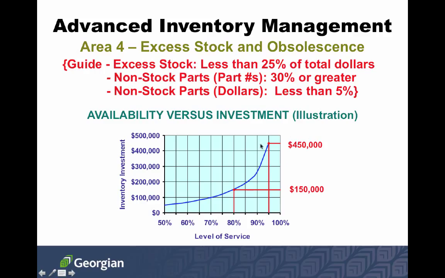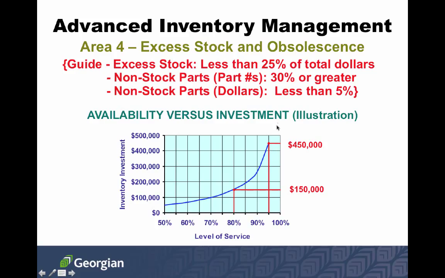And as indicated here, this is an illustration. This is not a sophisticated research project. I'm just trying to make a point. Let's say I was at 80% level of service and I had $150,000 worth of inventory investment, and for some reason I now have a campaign that I want to reach 95% level of service. Well, it'll triple, according to this graphic, my inventory investment to $450,000. And that's that illustration that it increases exponentially.